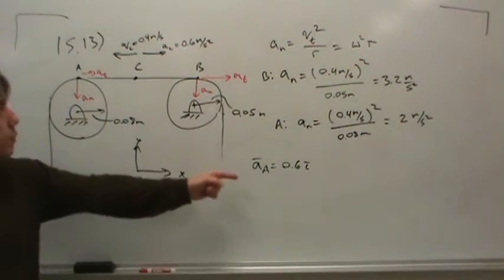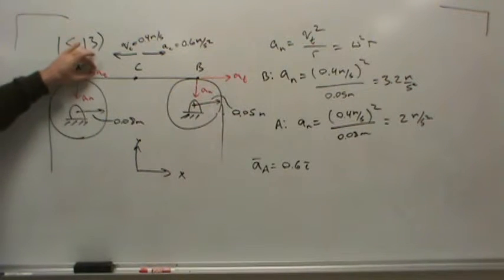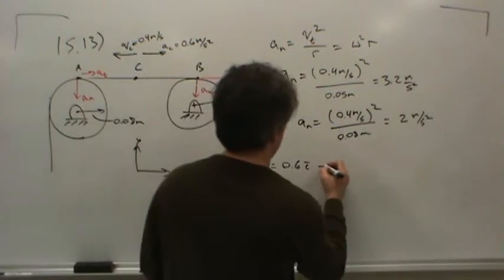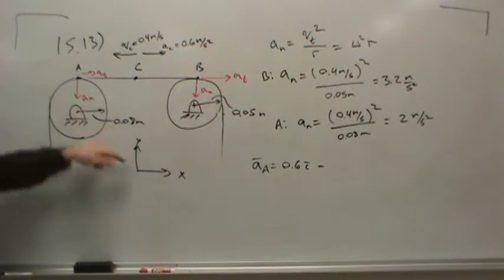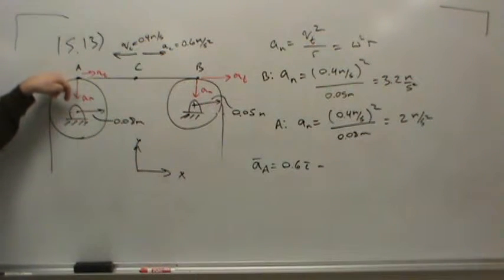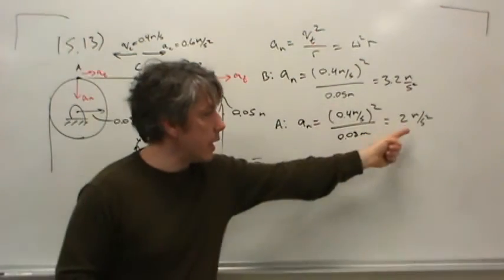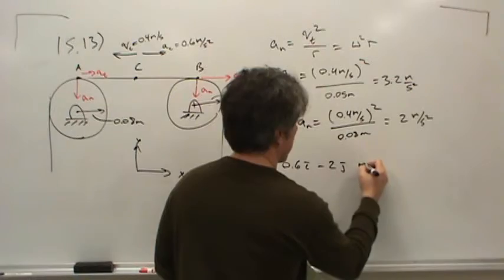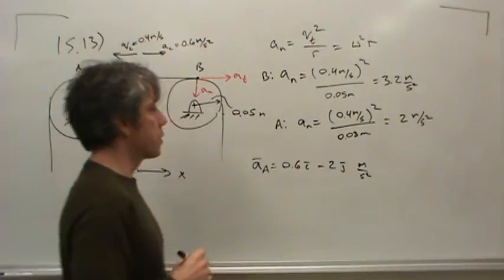That's just the first piece, this tangential piece. But then I can add to it the normal acceleration. Now notice the normal acceleration goes against the coordinate I chose, so it's going to be a negative thing. The magnitude I've already calculated right there, 2, is in the j direction. Both have units of meters per second squared.